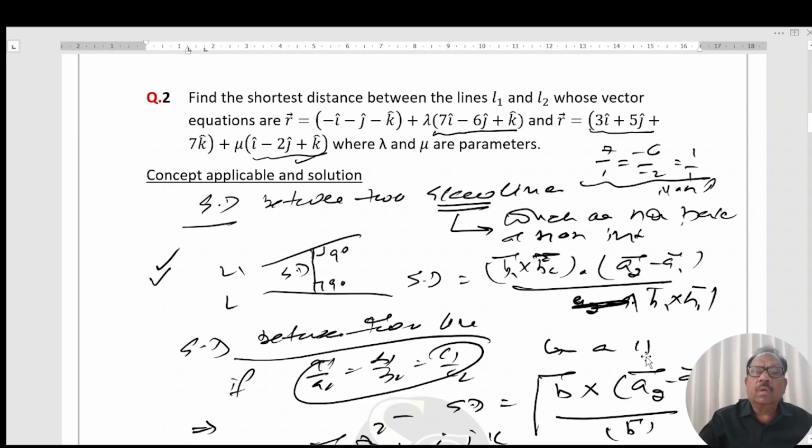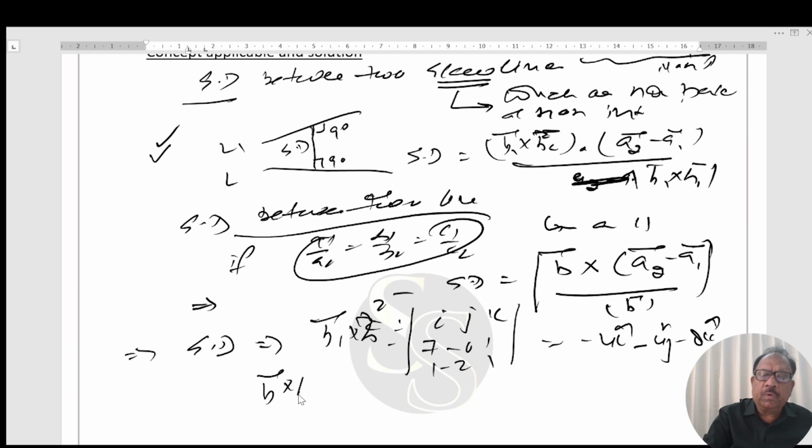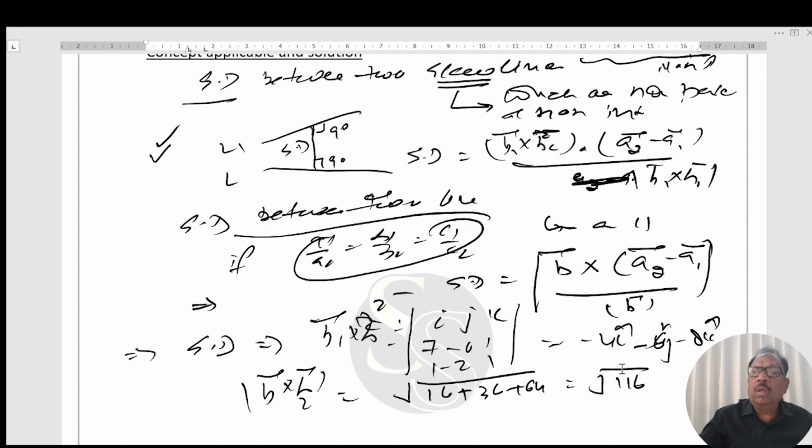Another line is 1 minus 2, 1. Right? On simplification, we will get minus 4i minus 4j minus 8k. And the magnitude of B1 cross B2 will be equal to under root 16 plus 36 plus 64, which is under root 116.